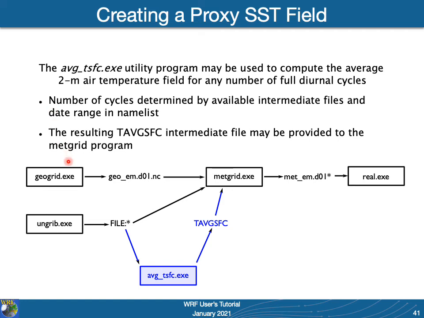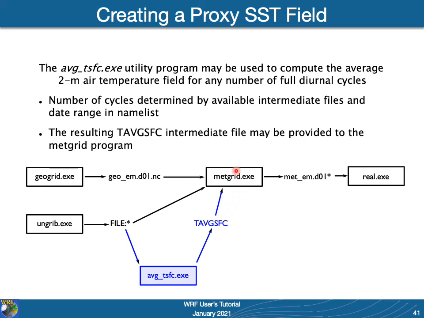So to illustrate the entire process, after running the geogrid program, we get these geo_em.d01, d02, d03 files, each of which has a land category dataset that has a separate lake category. After having run the ungrib program, we get a set of intermediate files which presumably have a 2-meter air temperature field in them, and once we have this set of intermediate files, we can run this average_tsurface utility to produce a new intermediate file called taverage_surface, that contains a field called taverage_surface.